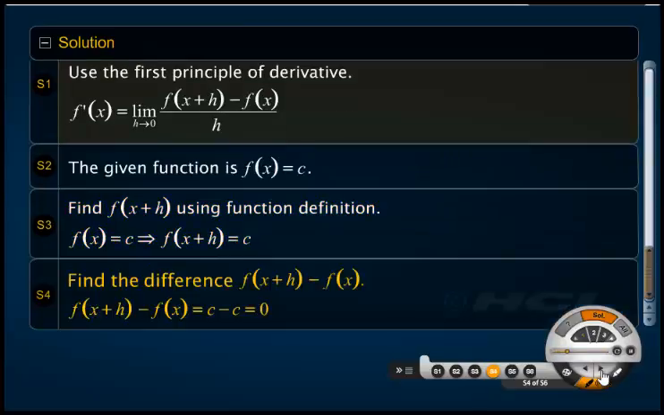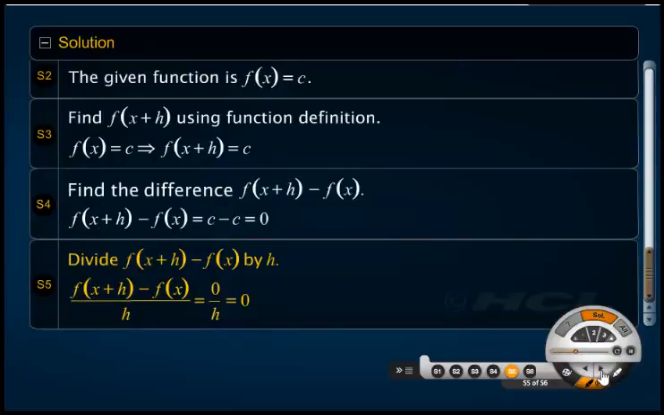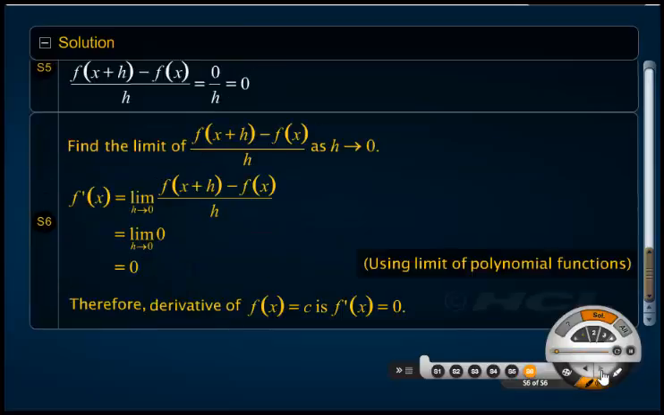Next, we find the difference f of x plus h minus f of x. Now, we divide the obtained result by h. Therefore, on finding the limit of the obtained function as h tends to 0, we get the derivative of the given function.